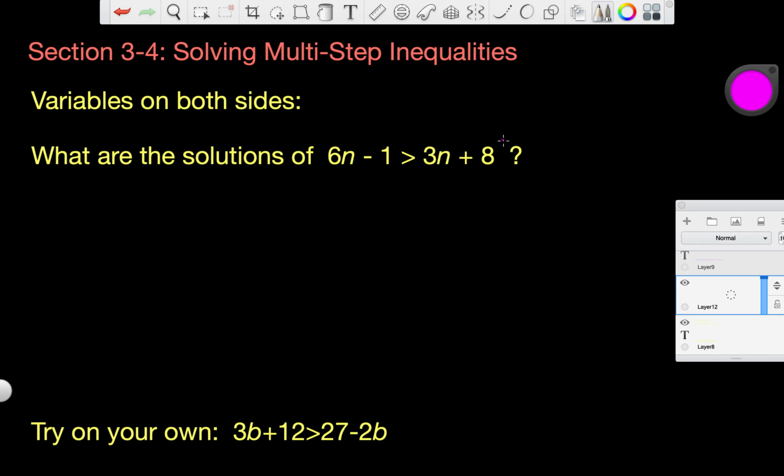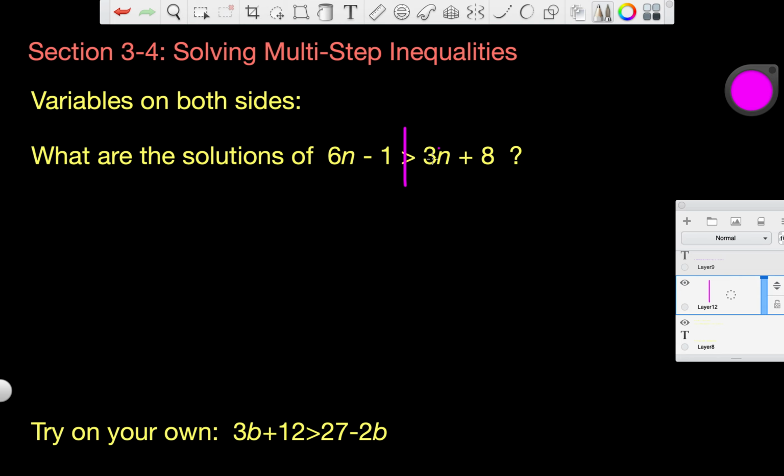Okay, so sometimes we will encounter situations where we have variables on both sides. So in this situation, we have 6n minus 1 is greater than 3n plus 8. So we cannot combine like terms because our variables are on 2 separate sides of the inequality and our constants are on 2 separate sides of the inequality. So we want to move our constants to one side and our variables to the other side.